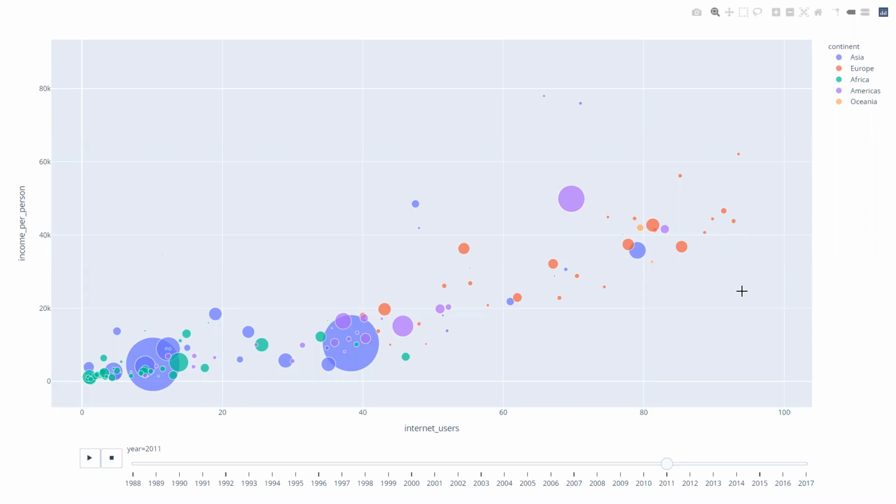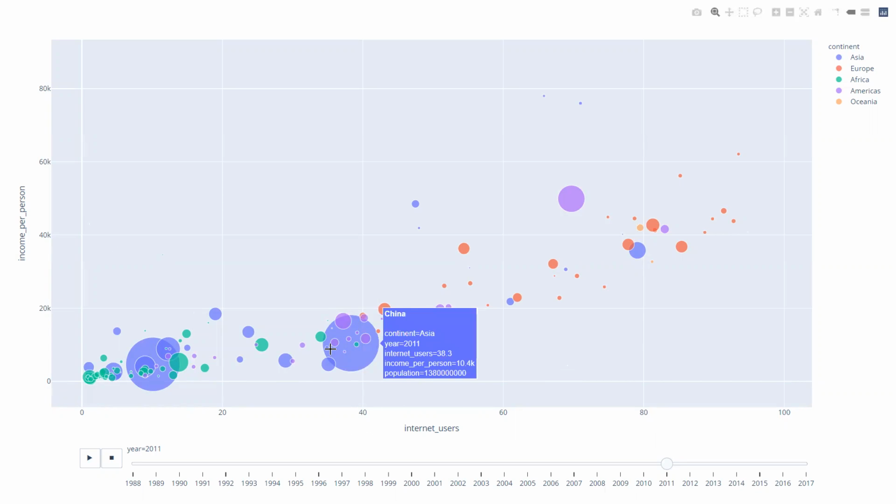In this video, I have made an animation about the number of internet users in each country in the world versus the income per person for that country for some years. As you can see, I have two axes. On the x-axis, I have the number of internet users. These are the percentage of internet users in a particular country. And on the y-axis, I have the income per person that has the inflation rate adjusted.